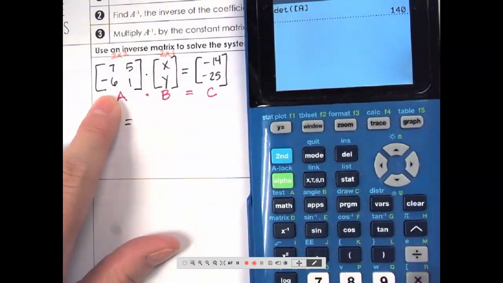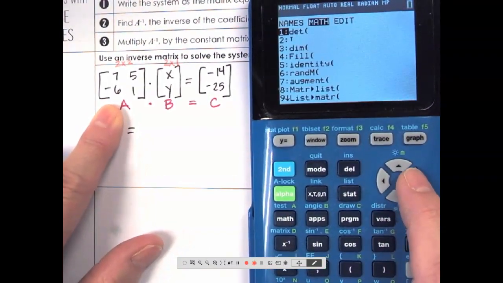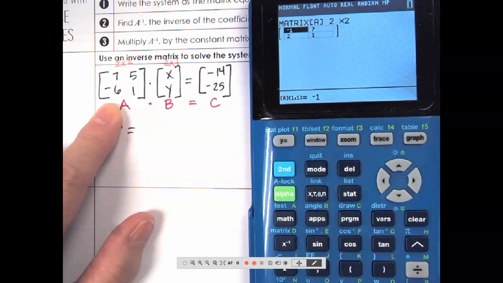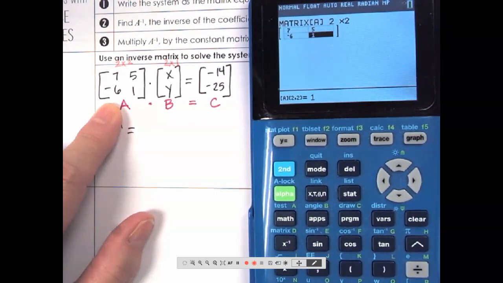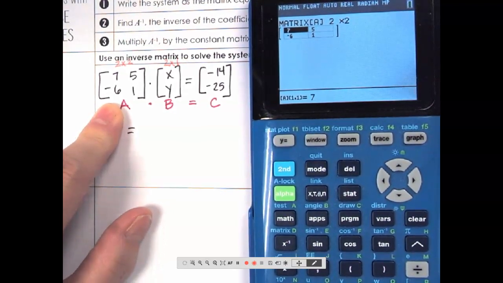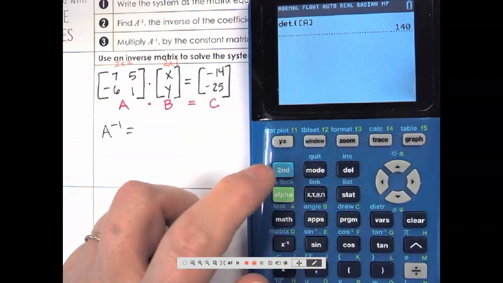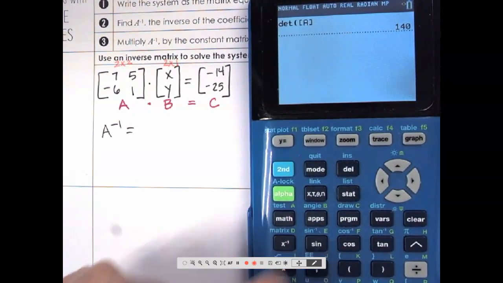Okay, so what I'm going to do is label this as A in my matrix menu. So go over and edit A. It's a 2 by 2, 7, 5, -6, 1. Okay, and I want the inverse of it. So I'm going to quit, go back to matrix A inverse.